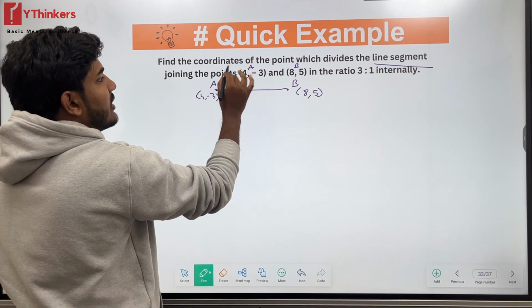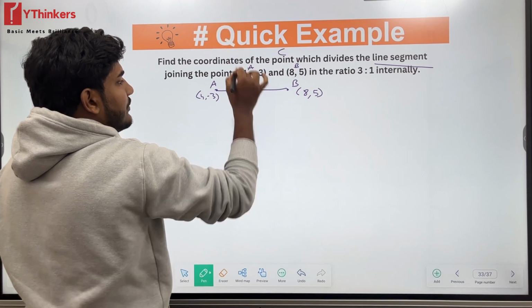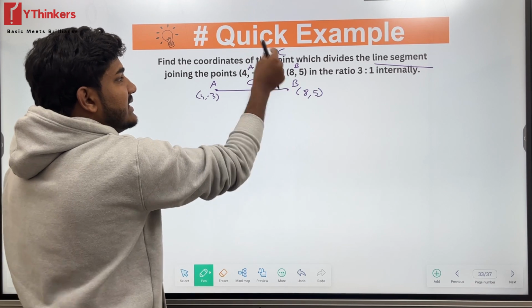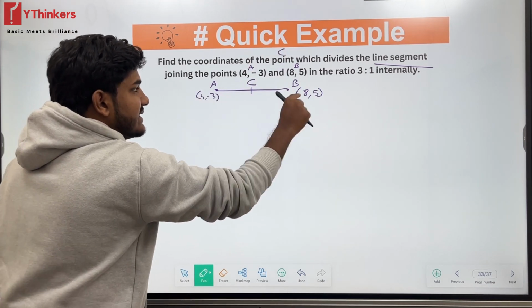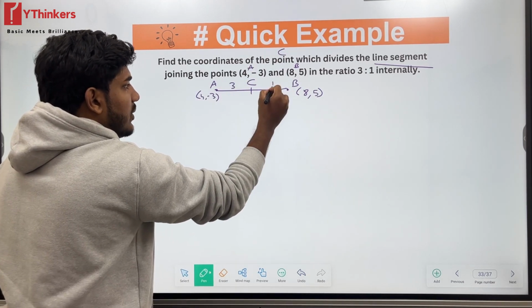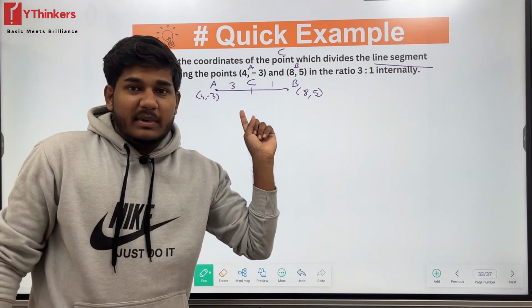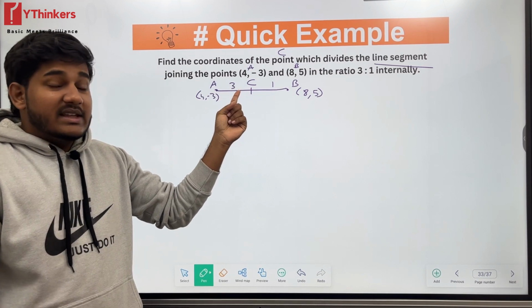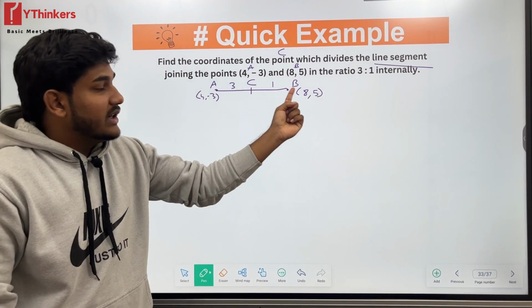And they're asking me coordinates of the point. Let the point be C. Let's assume this is the point C. And they are telling this C divides the line segment into 3 and 1. The meaning of divide the line segment in this 3:1 ratio मतलब इधर से इधर का distance is thrice the distance from C to B.